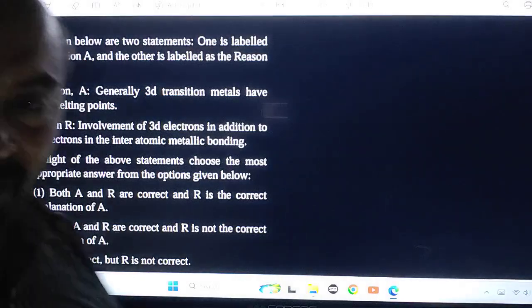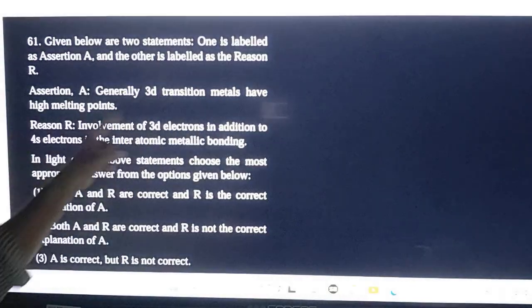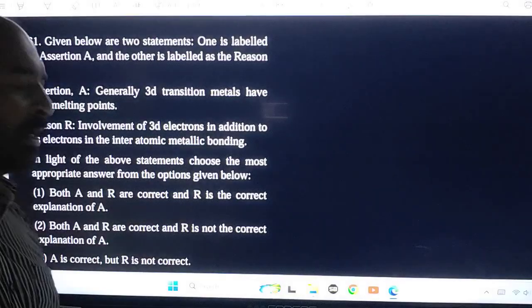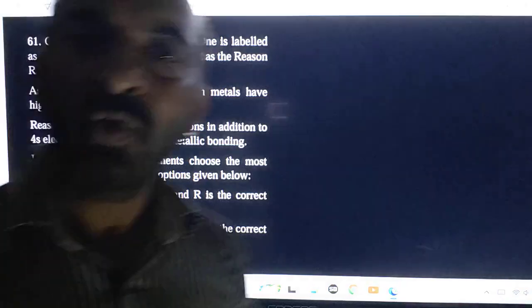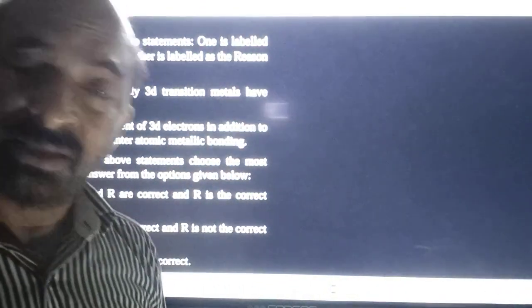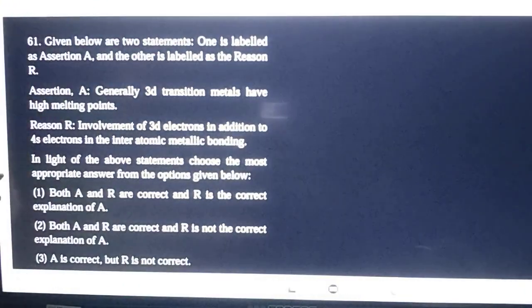So in the very explanation I have provided, I have mentioned not only the assertion but also the reason too. Generally 3d transition metals have high melting points. Reason: involvement of 3d electrons in addition to 4s electrons in the interatomic metallic bonding. So here both assertion as well as reason are correct. Not only that, the reason justifies the assertion too. So the option is 1 for this question.